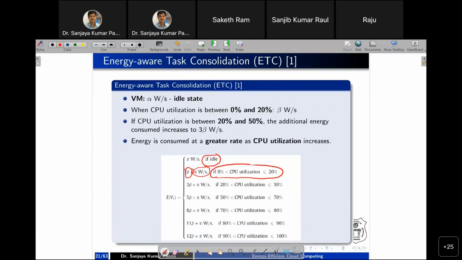In a similar fashion, if the utilization is between 20 to 50%, then you will consume alpha watts per second, which is there in the idle state, but 3 beta amount is added. Because the utilization you are increasing and the relationship is not linear. So that nonlinearity we consider here by multiplying a particular factor. Like here you can see 50% to 70%, it is 5 beta. 70% to 80%, it is 8 beta. 80% to 90%, it is 11 beta. 90% to 100%, it is 12 beta. So the more utilization you have, now you have to multiply with a big factor. If you go for 90%, it is 12. 12 means drastically you are increasing the energy. That's why they put a threshold that you should not go beyond 70% if it is not absolutely necessary.